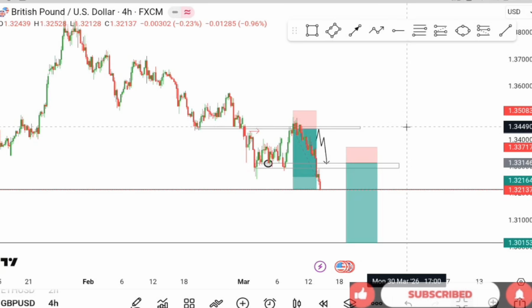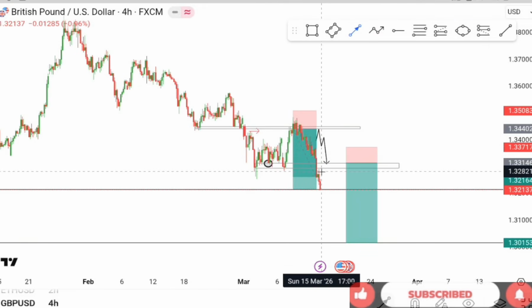We'll be anticipating some pulls. In case we define our risk, we'll be keeping it slightly above here and targeting 1.3. So this is my breakdown on GBPUSD. I'm done with my forecasting and I'm done with my analysis.